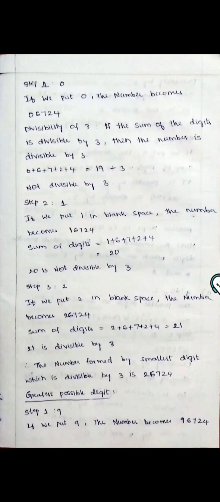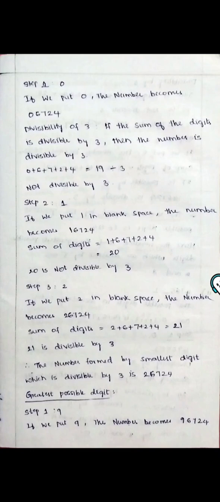If we check for 2, if we put 2, the number is 26724. If we add, we get 21, and 21 is divisible by 3. So the number formed by the smallest digit which is divisible by 3 is 26724. Why are we saying smallest digit? Because if you put 3, 36724 is also divisible, but that is not the smallest possible digit. The smallest possible digit is 2. So we don't have to check for other numbers, since we are going in order. 2 is the smallest possible digit.